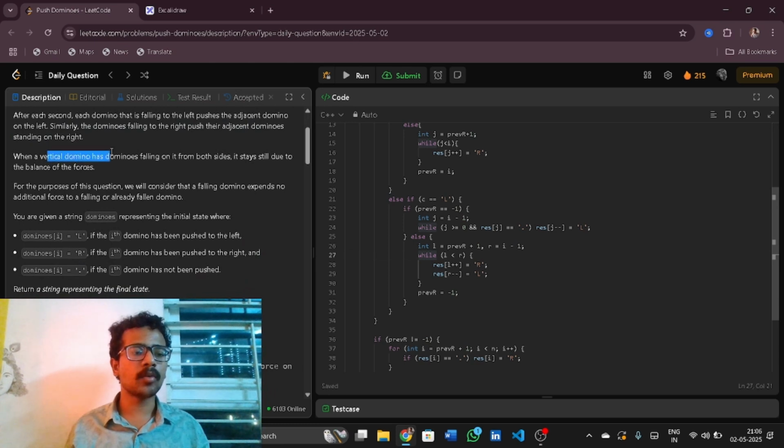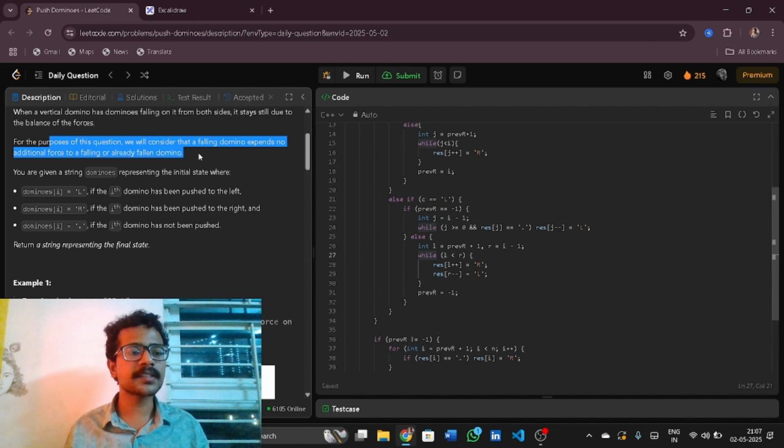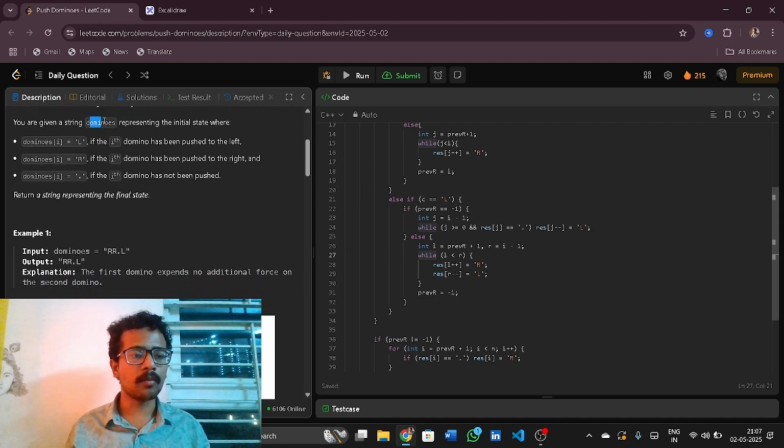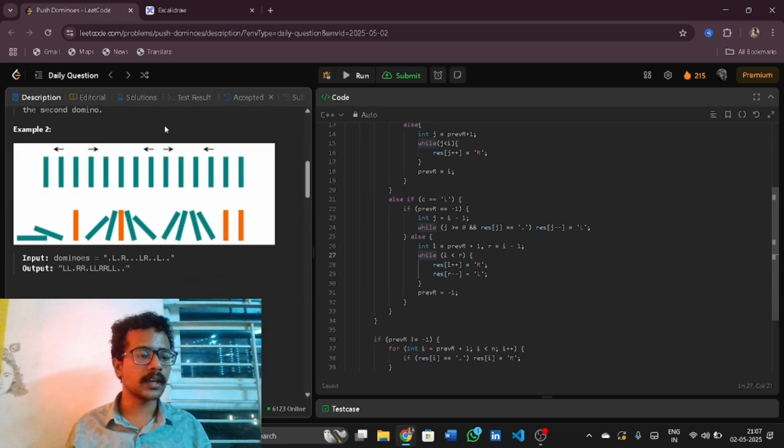When a vertical domino has dominoes falling on it from both sides, it stays still due to the balance of the forces. For the purposes of this question, we will consider that a falling domino expends no additional force to a falling or already fallen domino. You are given a string dominoes representing the initial state. L means the ith domino has been pushed to the left, R means pushed to the right, and a dot means it has not been pushed. Let us look at the constraints.